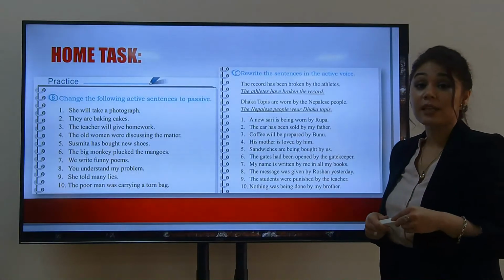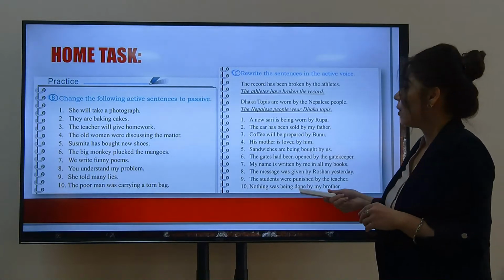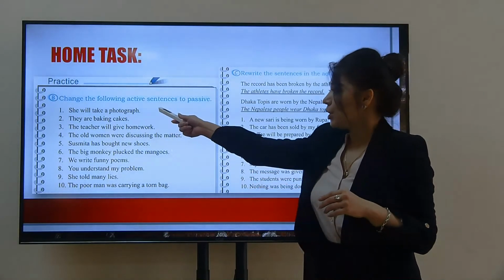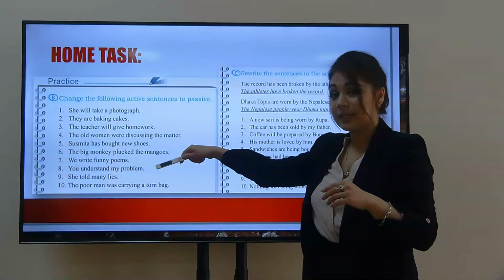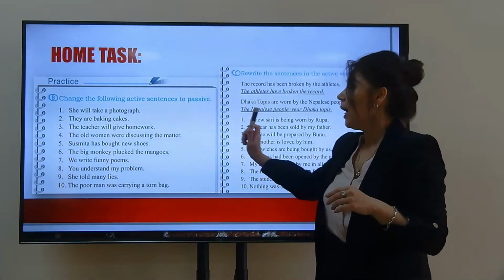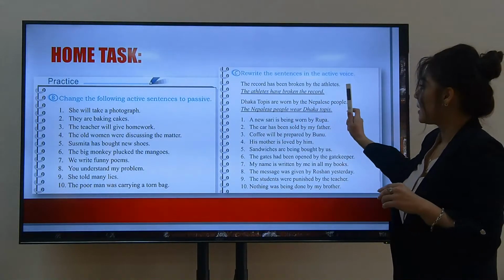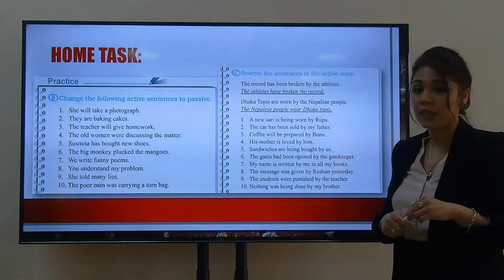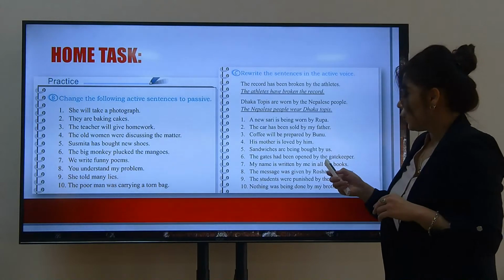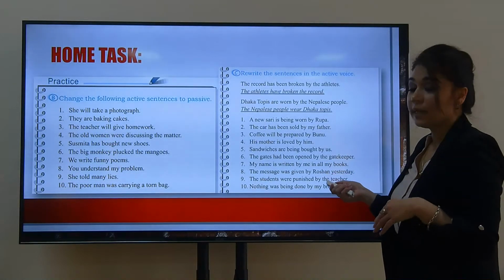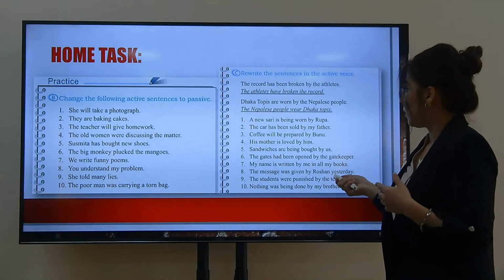Now here is your home task. The first one, you should change the following active sentences into the passive, and the second one, rewrite the sentences in the active voice. Dear students, do your home task and send it to me through Telegram.